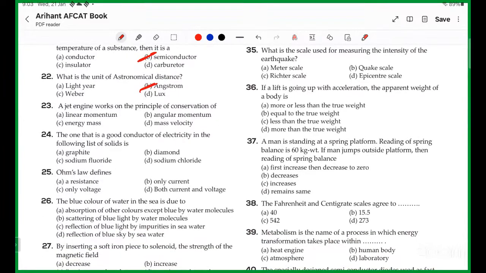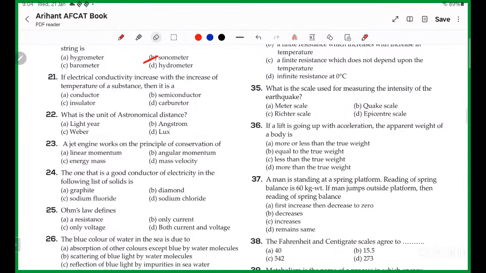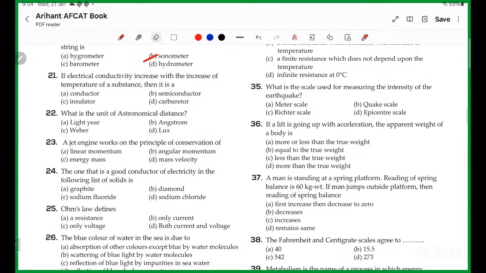A jet engine works on the principle of conservation of linear momentum. This is basically the astronomical unit; the light year is the unit for distance.